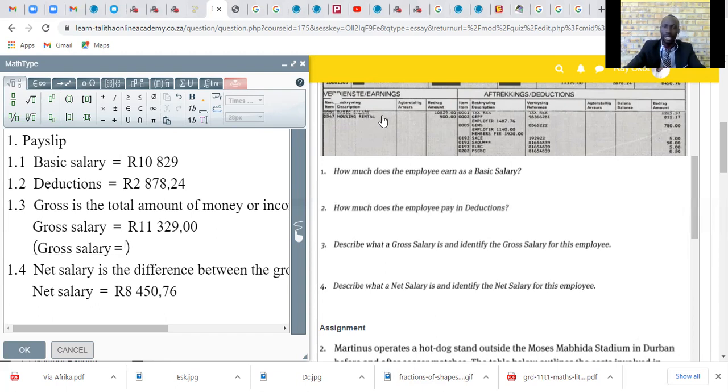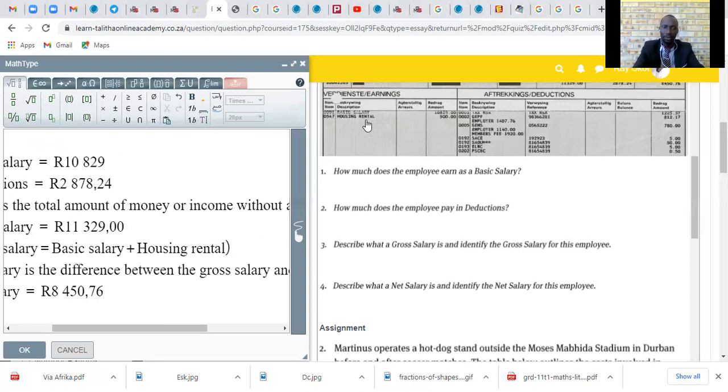So according to this payslip, gross salary will be the combination of basic salary and housing rental. And so we'll be having here basic salary, which we have to add to what? Which we have to add to housing rental. That is, this company also pays for house rent. So we are calling them housing rental.